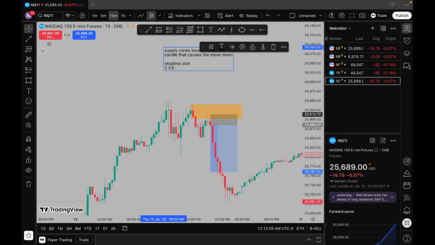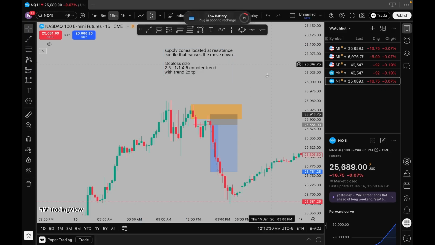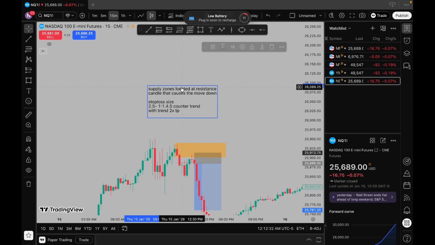So for 2.5 ticks, you're going to go for a 1 to... Sorry, where's my colon? 1.45. Counter trend. With trend, 2x TP. Okay? There's a lot more.